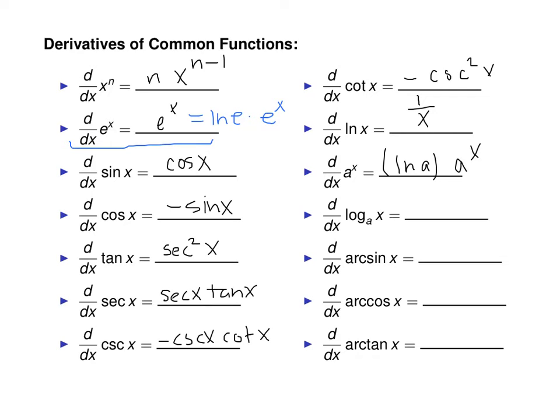All right, log base a is also somewhat similar to ln. That derivative is 1 over ln a times x. All right, lastly, the inverse trig functions. Arcsine's derivative is 1 over the root of 1 minus x squared. Arccosine's awfully similar, just it's negative: negative 1 over the root of 1 minus x squared. And arctangent's derivative is 1 over 1 plus x squared.